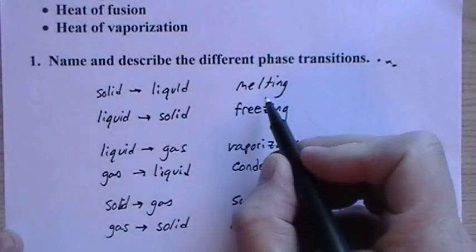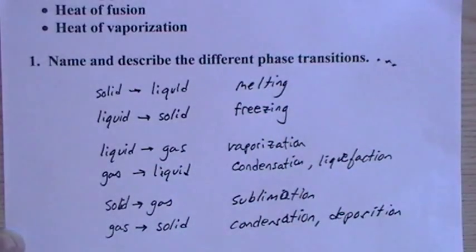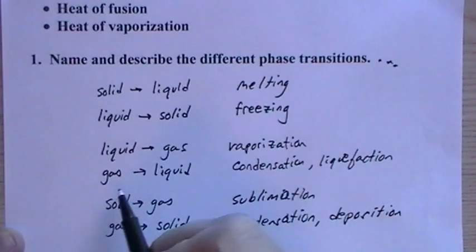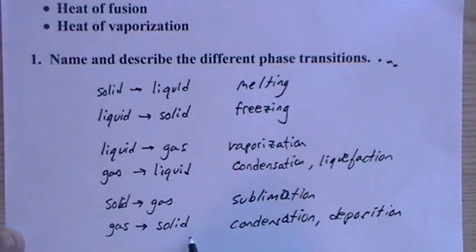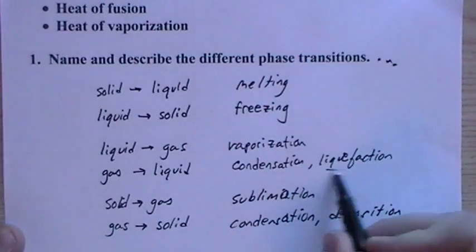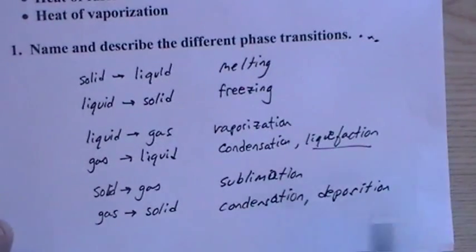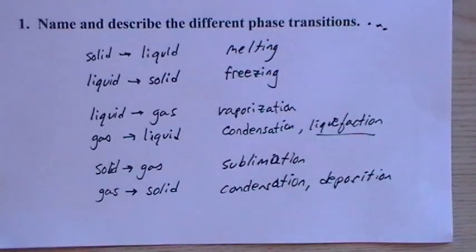Solid to liquid would be melting, liquid to solid, freezing, those are pretty common. Liquid to gas is vaporization. Gas to liquid and gas to solid are both condensation. And gas to liquid can also be called liquefaction. And gas to solid can be called deposition. And then solid to gas is sublimation.